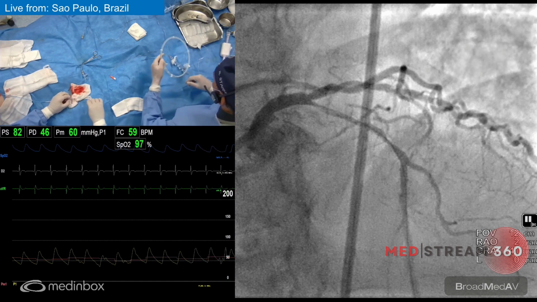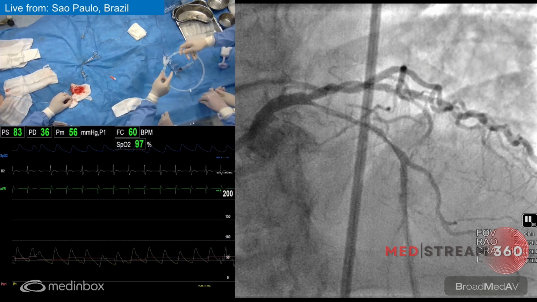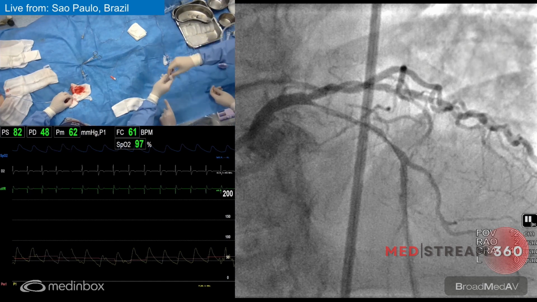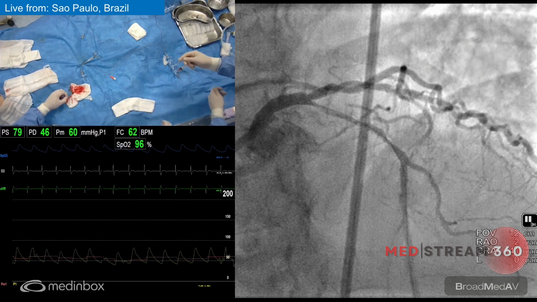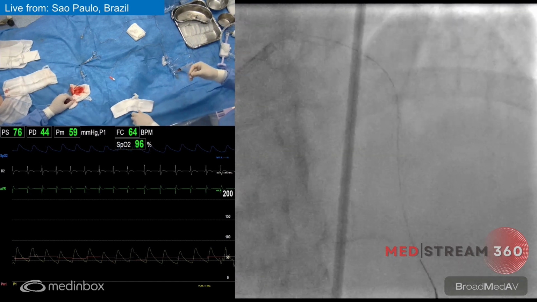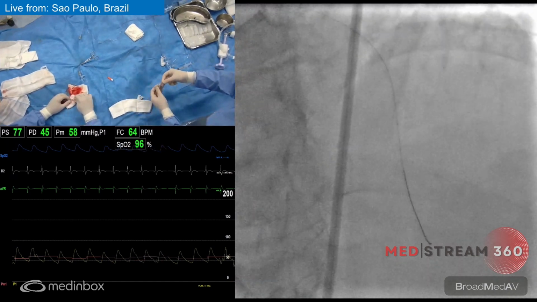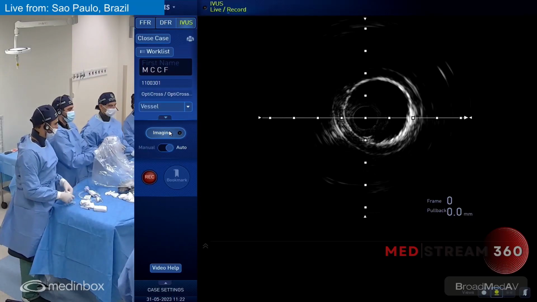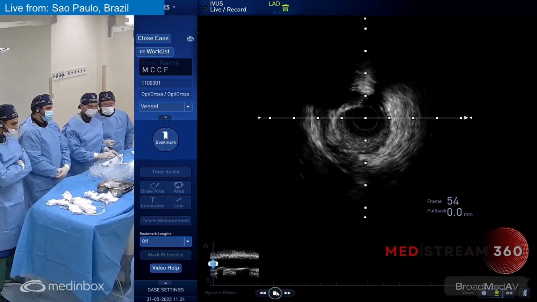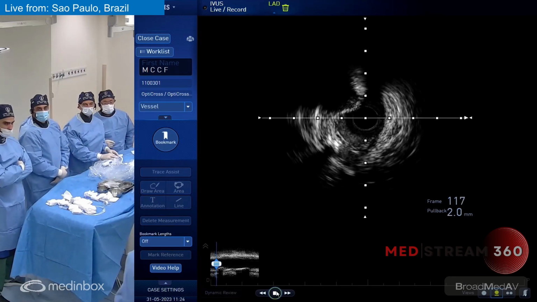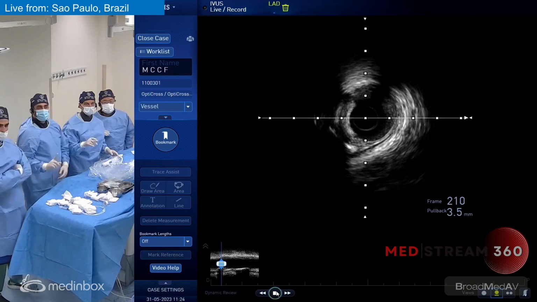I wonder here, at the ostium of the LAD, if you have enough landing zone to just stay at the ostium, or if I have to go into the left main. I'm very curious about this. IVUS imaging interpretation: we're starting here, distal to the bifurcation. We already see a lot of disease.